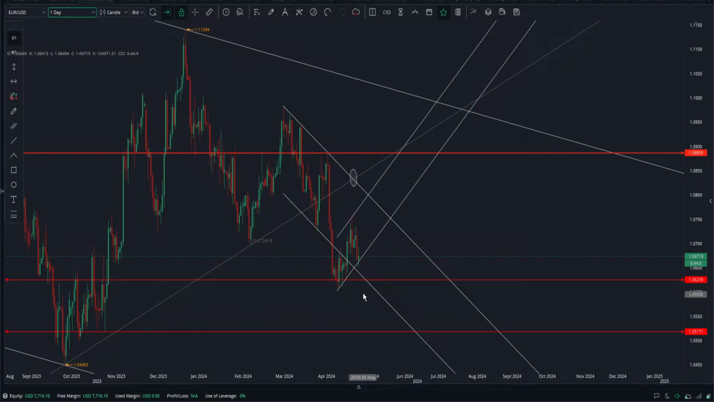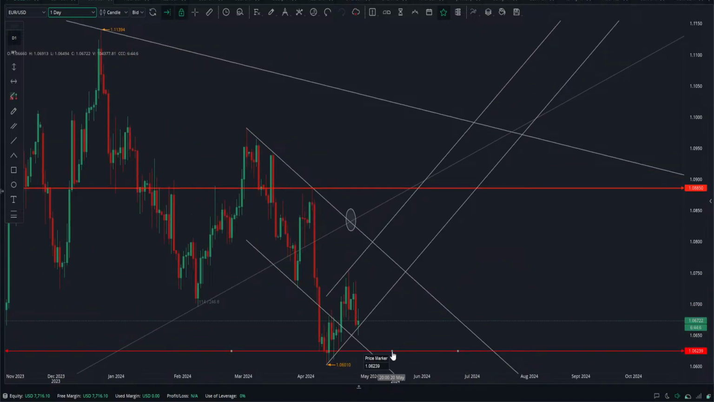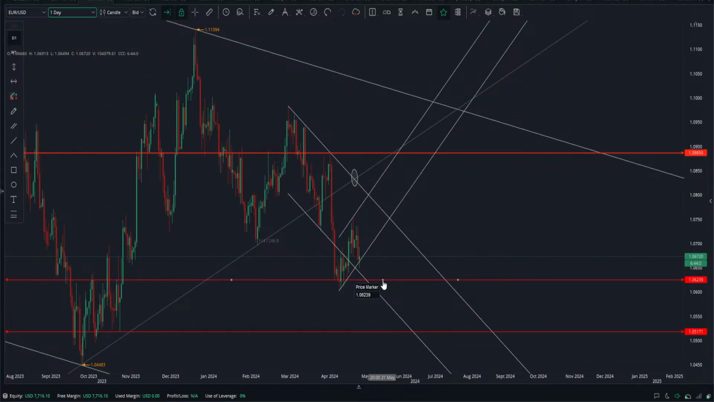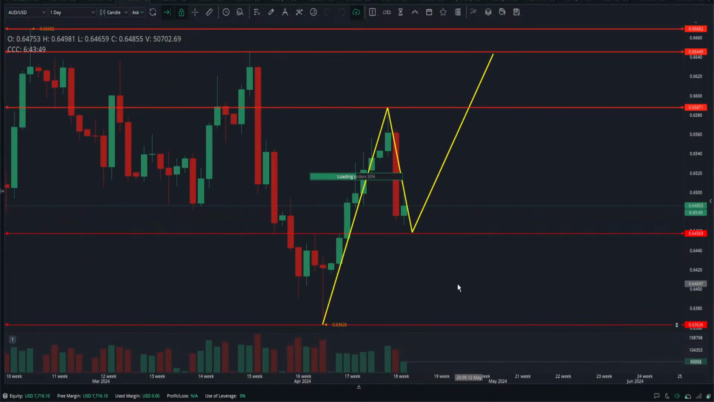So yes, the euro needs to trade above 1.0623 to go and check the 1.0885 area. If it doesn't do that, and if it breaks below 1.0623, then the level of 1.0517 will be exposed again in this market.